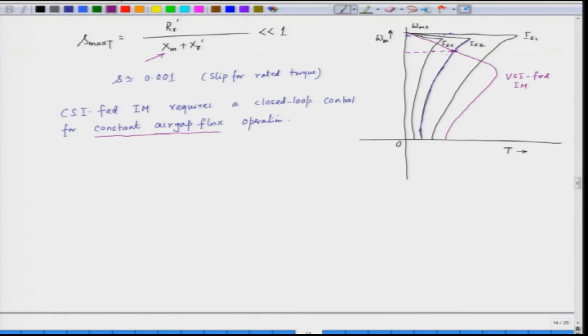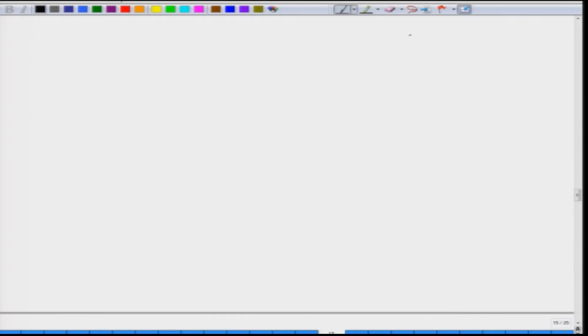Now, let us see the operation of CSI with constant air gap flux. We can draw the equivalent circuit once again. This is our equivalent circuit that we drew earlier. We have the stator and the rotor, and then we have the air gap or the magnetizing branch here, Xm, Xr prime, Rr prime by S, Xs and Rs, and we feed this from a CSI. The CSI is represented by a current source.